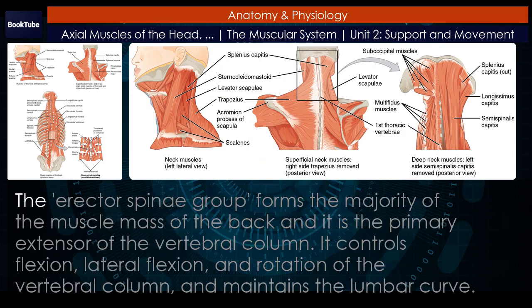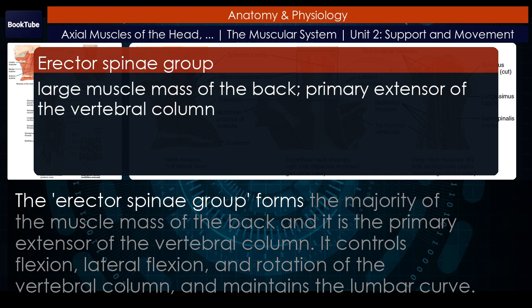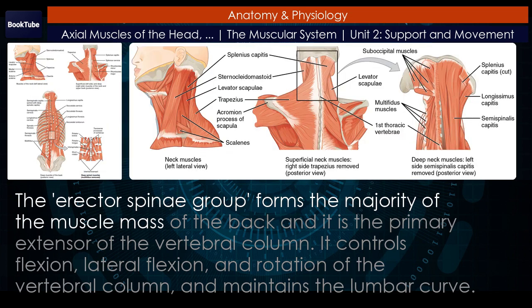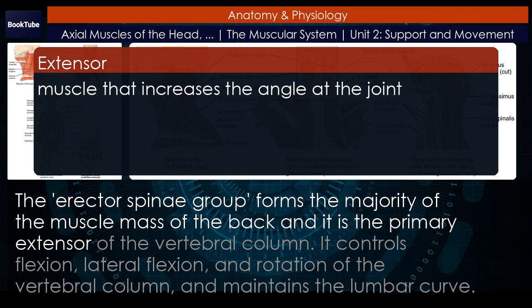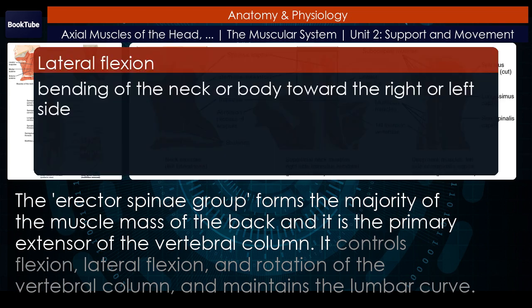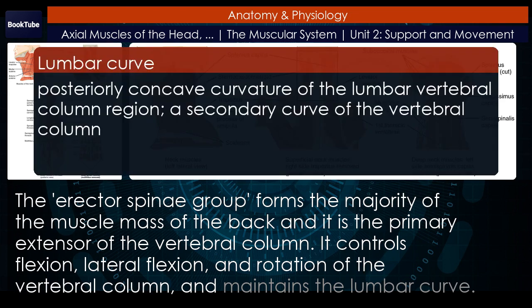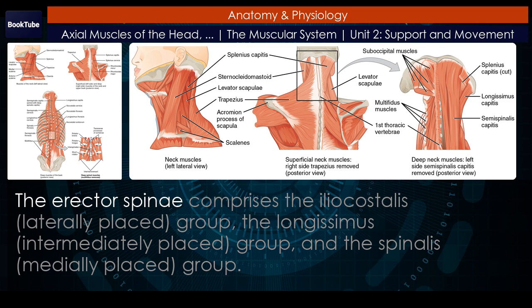Figure 9. The erector spinae group forms the majority of the muscle mass of the back, and it is the primary extensor of the vertebral column. It controls flexion, lateral flexion, and rotation of the vertebral column, and maintains the lumbar curve. The erector spinae comprises the iliocostalis, laterally placed, group, the longissimus, intermediately placed, group, and the spinalis, medially placed, group.